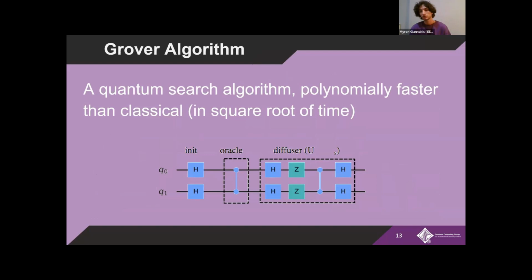We're not going to talk about the most famous of them, that is Shor's algorithm, about quantum cryptography and code breaking. And the last algorithm that we're going to talk about, I'm not going to analyze right now, but I hope we're going to have time to see it in the workshop, is Grover's algorithm. It is a quantum search algorithm that is polynomially faster than the classical one.